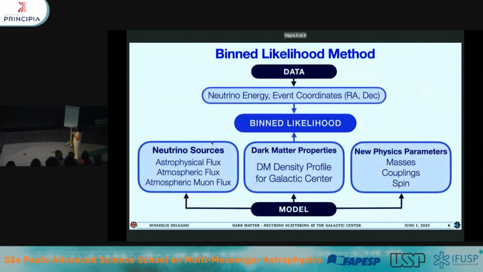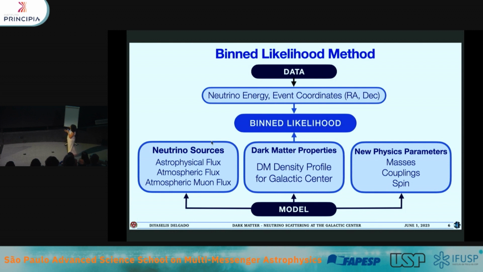Next slide. All right, so the analysis is quite simple. You just have your IceCube data, your neutrino energy, and your event coordinates, and you feed that into your binned likelihood. And then you have your model that would depend on your neutrino sources. So you have your astro neutrinos, which are the ones that we're interested in. So that's our signal. And then we have our common backgrounds, which is atmospheric neutrinos and atmospheric muons.